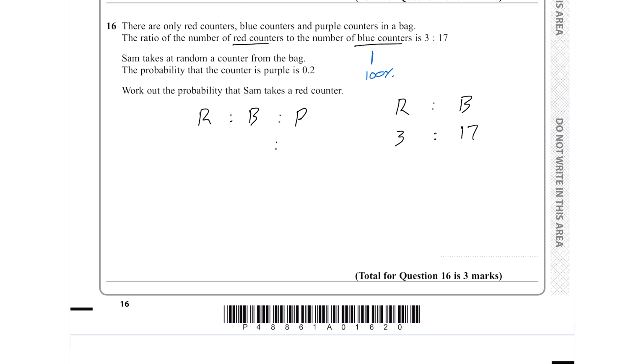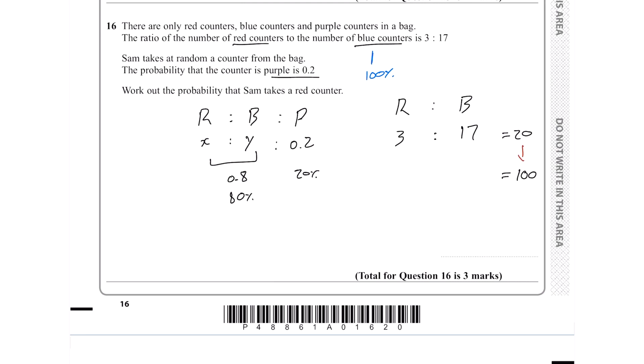We are told the probability that it's purple is 0.2. Well, we know probability adds up to 1, so these two must add up to 0.8. So for now, we can just call this x and call this y. So x and y must add up to 0.8, or 80%, it's the same thing, and this can be written as 20%. So this is 3 and 17 on this side, they add up to 20. If you wanted to go to 100%, we could just write 100 there.